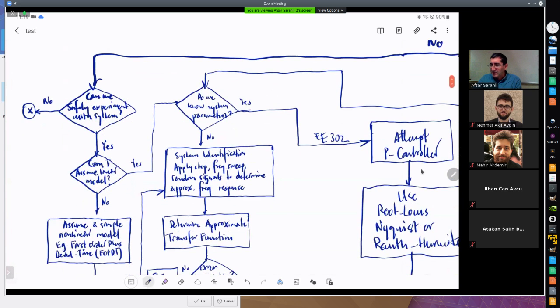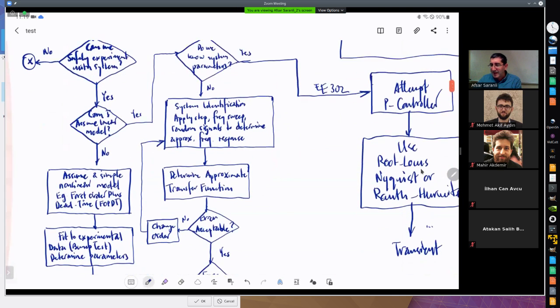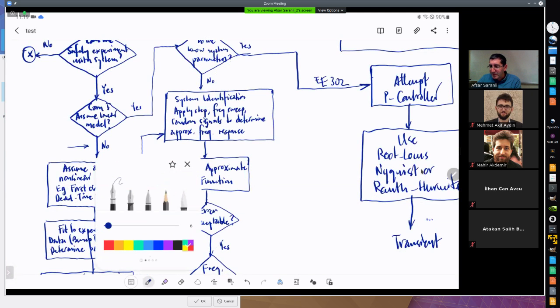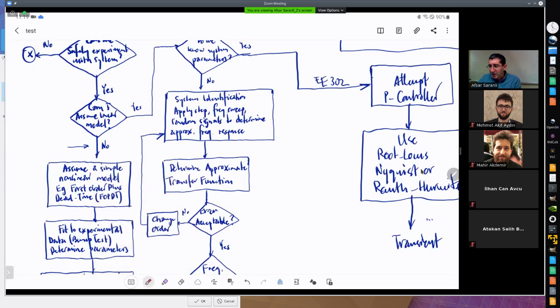So let's leave this part and go here. Let's assume that maybe we don't have the means to, or we cannot assume, a linear model for this system. Now that brings us to some stuff that we will discuss very soon. Let's say that our model is nonlinear. So we assumed a nonlinear model.